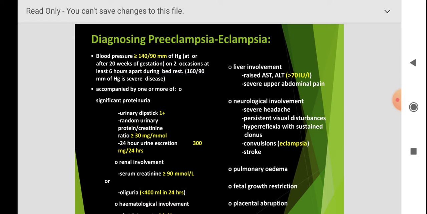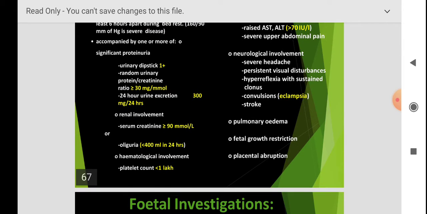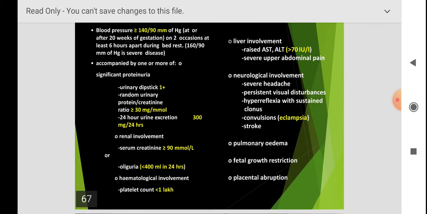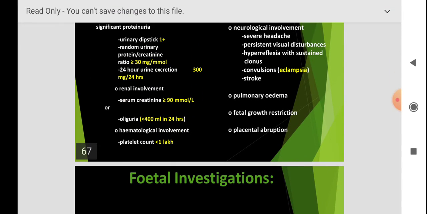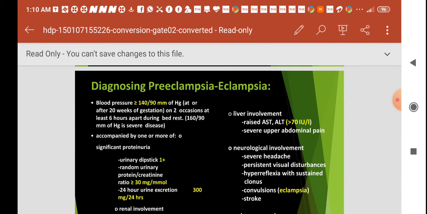Renal involvement is when serum creatinine is more than 90 micromoles per liter. And the next feature is oliguria, that is when there is less than 400 ml of urine collection in 24 hours. Then hematological examination, the significant point to tell that the disease is severe, we mainly look at the hemoglobin percentage and platelet, when the platelet is less than 1 lakh.